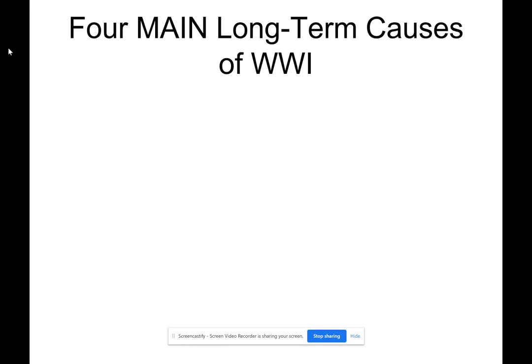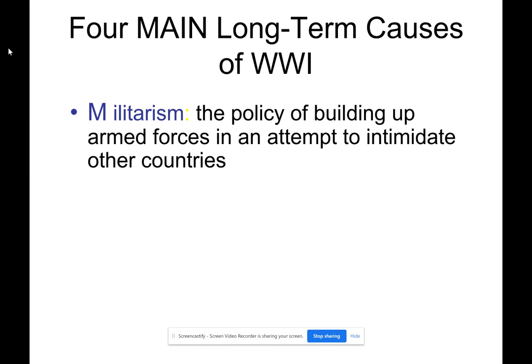So here are the four main long-term causes of World War One. Militarism, which is a policy where you build up your armed forces to intimidate other countries. This is also known as an arms race. An arms race is basically one country telling another country that they have more and more weapons, that they've developed more and more strategies for fighting. And so other countries, in response, build up their own arms. And you see this back and forth race between all of these countries who are trying to advertise their militarism at home.